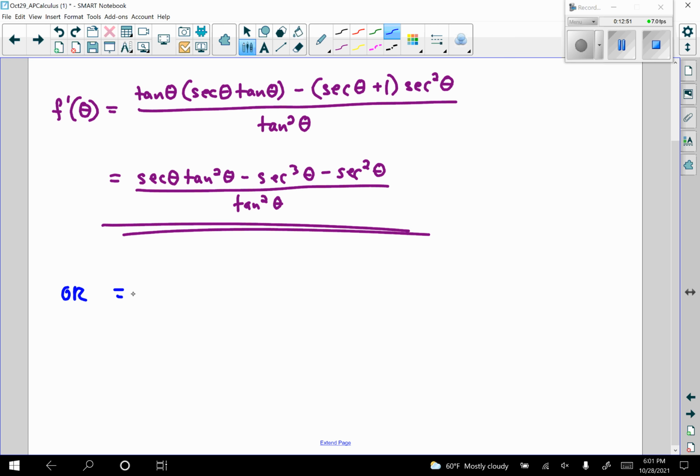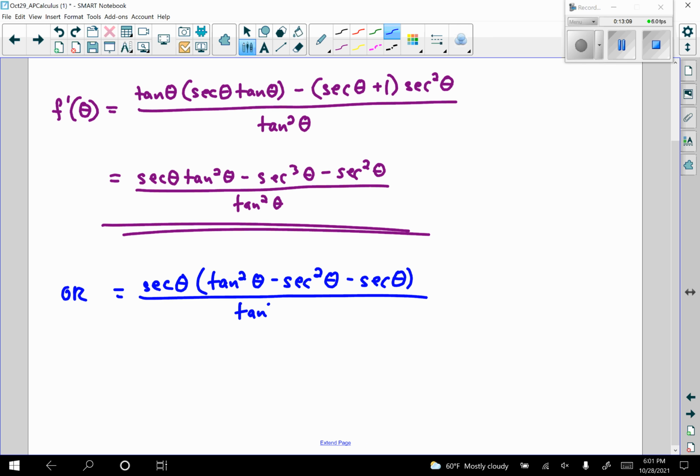But let's kind of take this a little further. Let's go ahead and factor out a secant theta from every term. We would be left with tangent square theta minus secant square theta minus secant theta over tangent square theta. So sometimes we just try this to see if it could turn into something a little bit nicer. But on a test or a quiz, this step right here is perfectly fine.